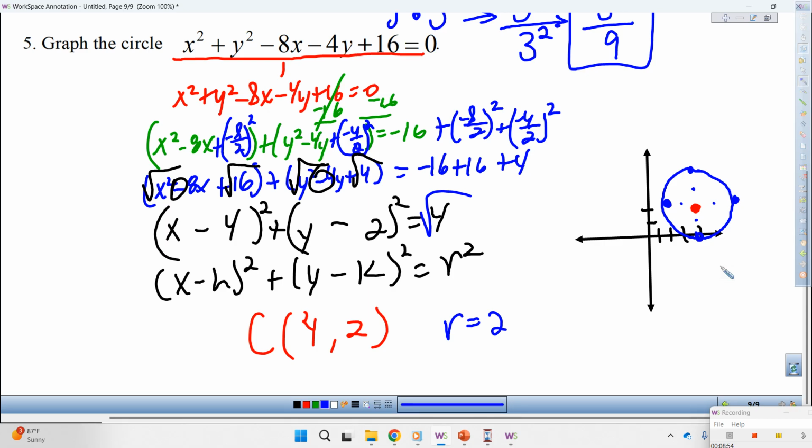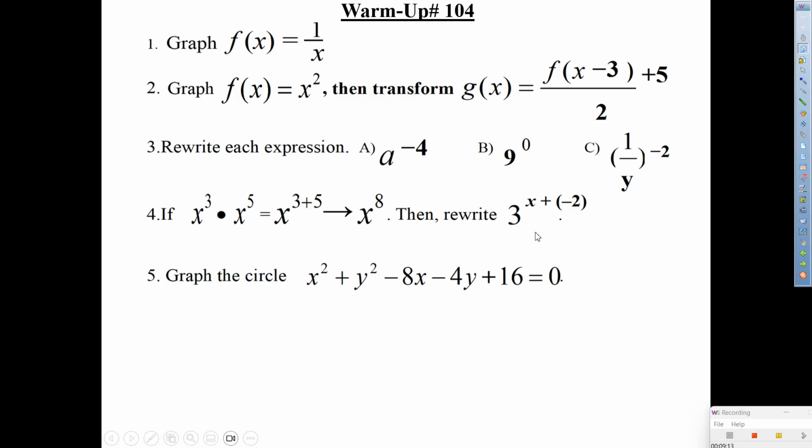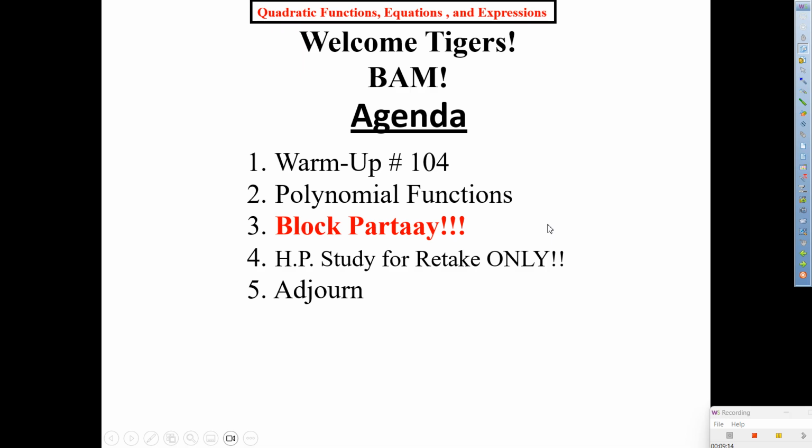All right. Copy the agenda, please. Warm up 104, polynomial functions, block Partaay. Let's go. I want to wrap this section of polynomial functions up to make sure you guys are masters at this. And tonight, one more opportunity to study for that retake for tomorrow, that third quarter retake.